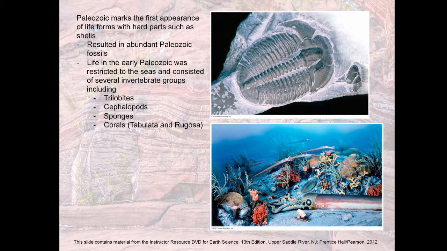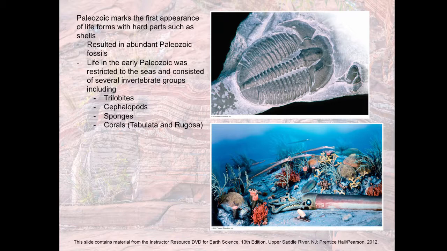The Paleozoic marks the first appearance of life forms with hard parts, or shells. And remember, in the fossilization part of the last chapter, hard parts are one of the most important criteria for fossilization. It's very difficult for fossils to be preserved if they don't have hard parts, especially fossils that are 500 million years old, 300 million years old. It's a lot of time for those fossils to be destroyed if they're not based on hard parts. The appearance of the first fossils with hard parts resulted in abundant Paleozoic fossils.